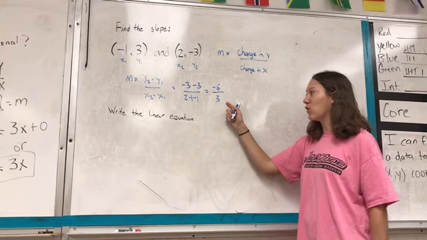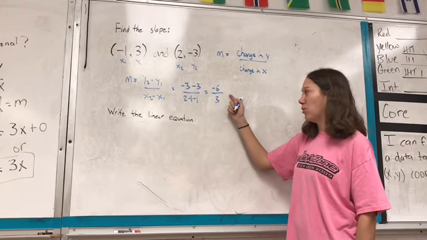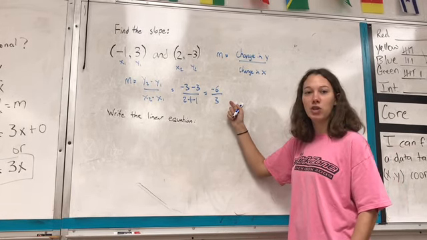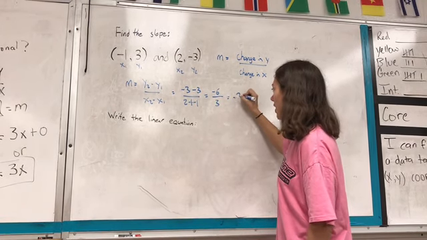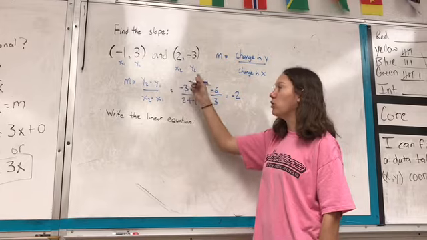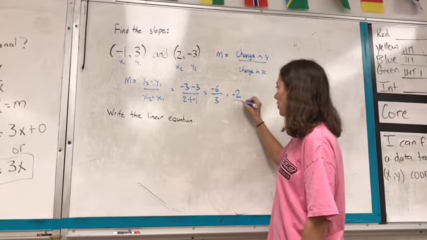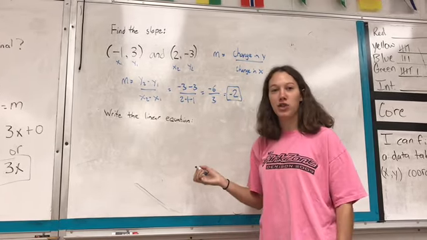I have negative 6 over 3, which can be simplified. Remember, this fraction is just a division problem, so we have negative 6 divided by 3, which is -2. So between those 2 points, we know our slope is going to be -2.